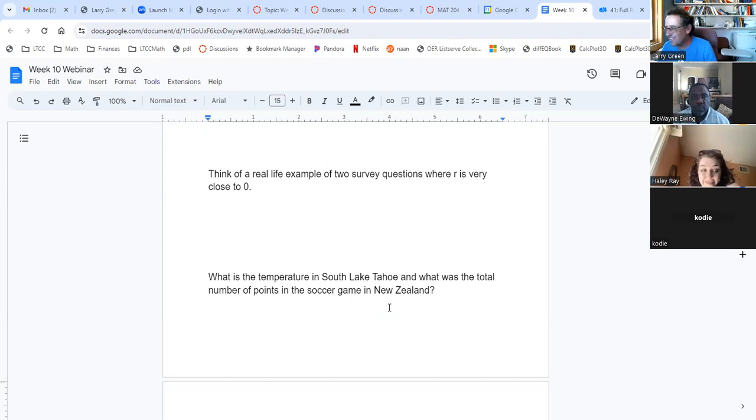Yeah, they have nothing to do with each other. You're not going to have any correlation whatsoever between those two things. I can't even imagine there being a correlation because they have nothing to do with each other. Does that make sense? So if two things don't really have anything to do with each other, you're going to get a zero correlation or real close to zero.